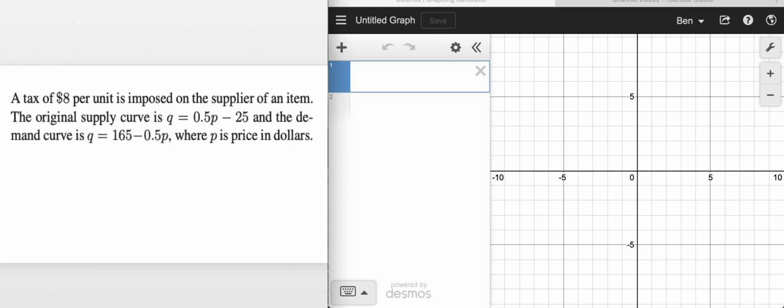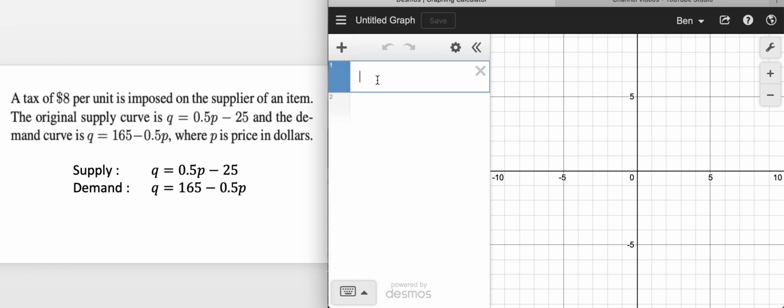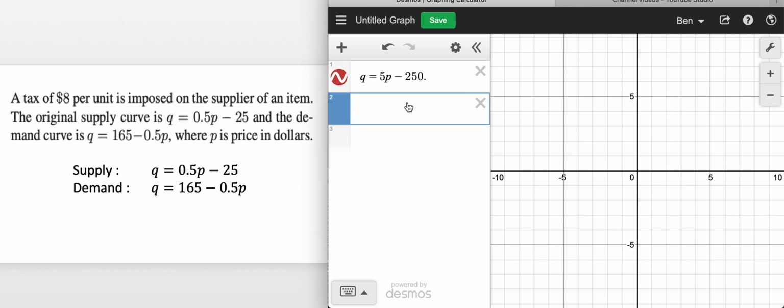So, looking at this, we identify that we have a supply and a demand curve, and I'm going to graph those in Desmos. So I'm going to have Q equals 0.5P minus 25, and the demand curve Q equals 165 minus 0.5P.